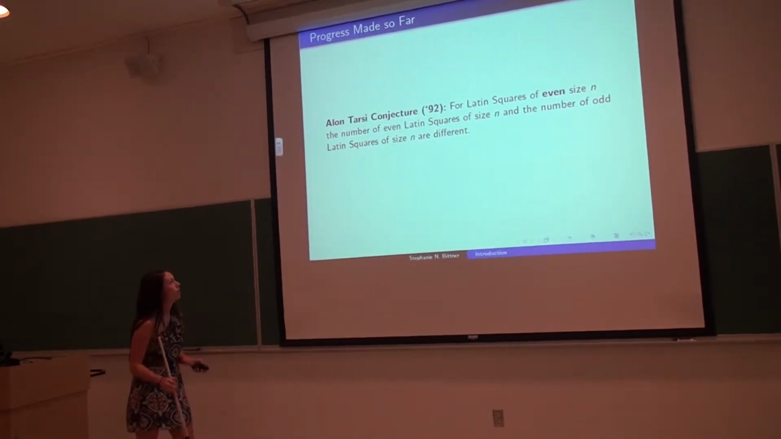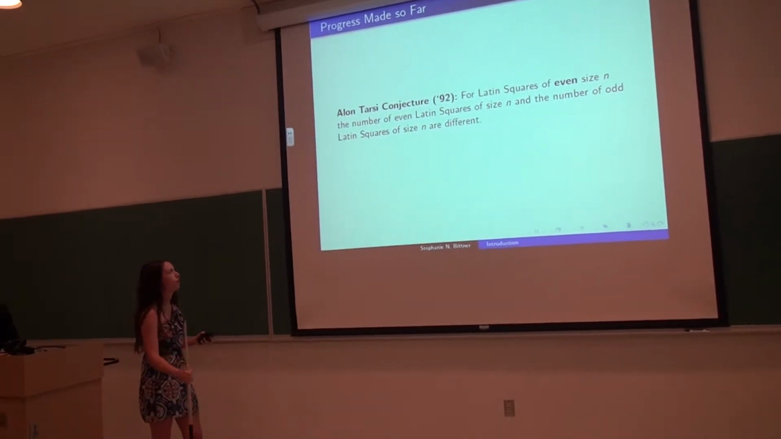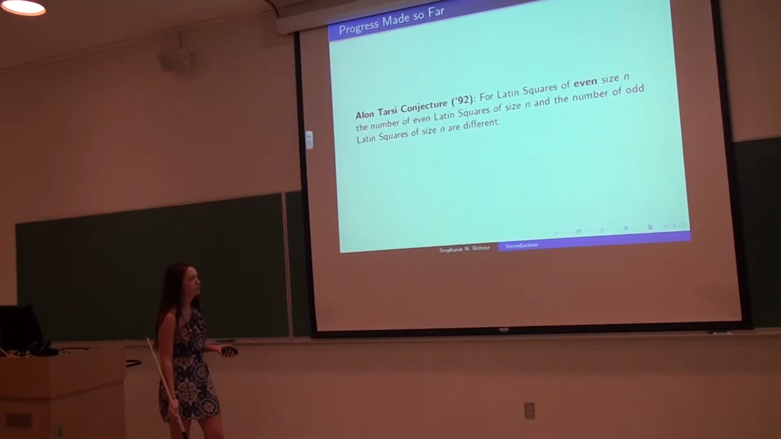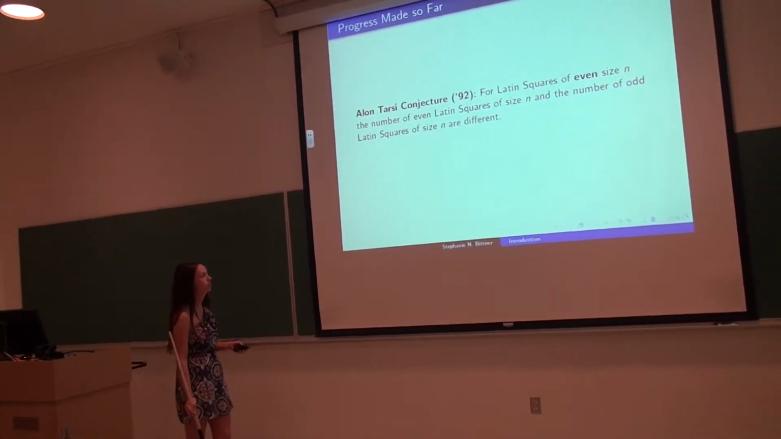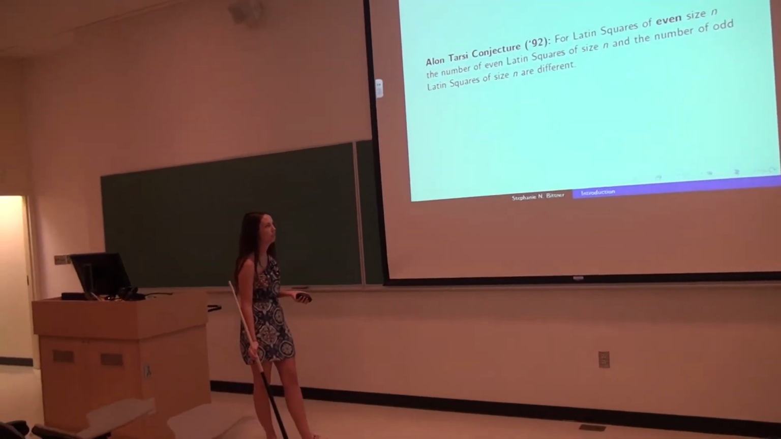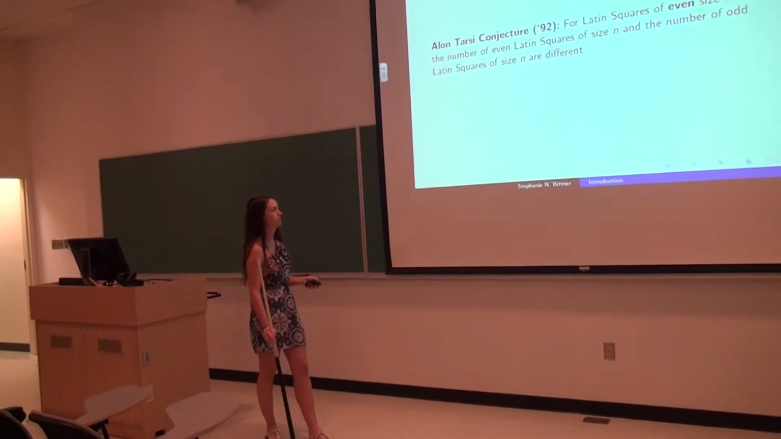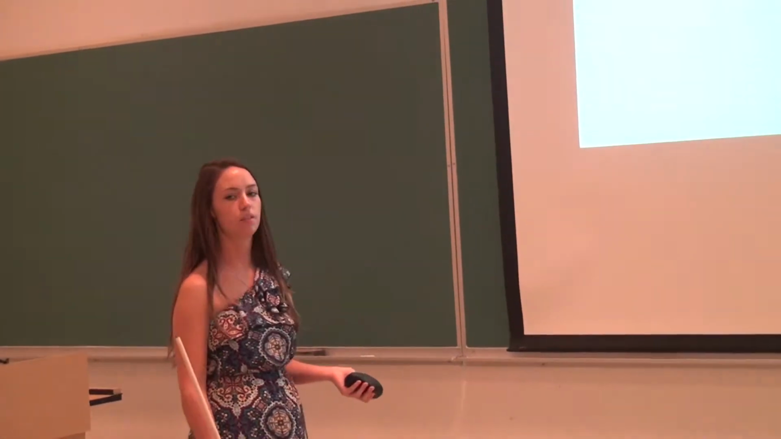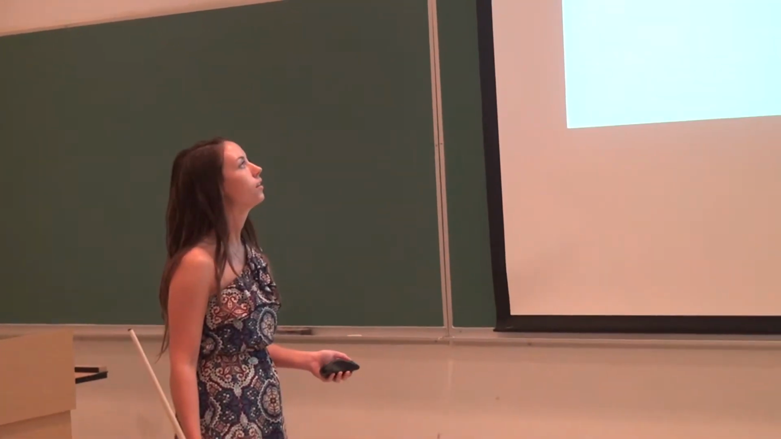So this is part of the progress that has been made so far. We looked at the Alon-Tarsi conjecture, which states that for Latin squares of even size n, the number of even Latin squares of size n and the number of odd Latin squares of size n are different. So now you're probably wondering how to tell if a Latin square is even or odd. So I made up this quick example.